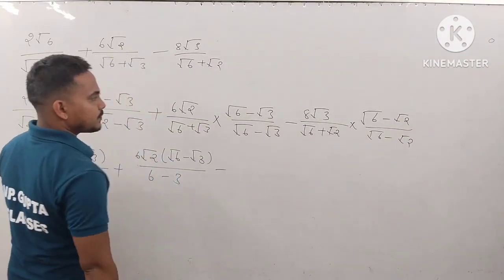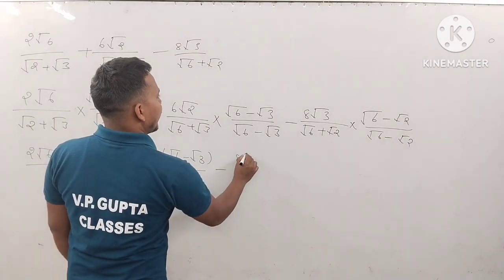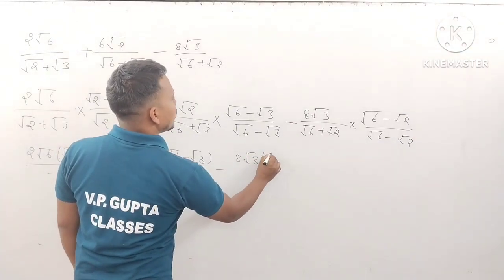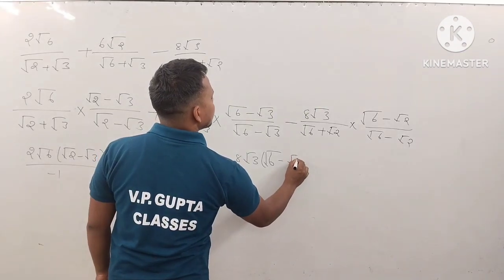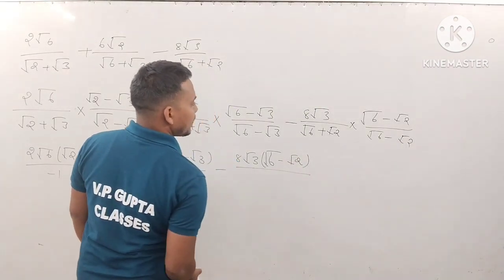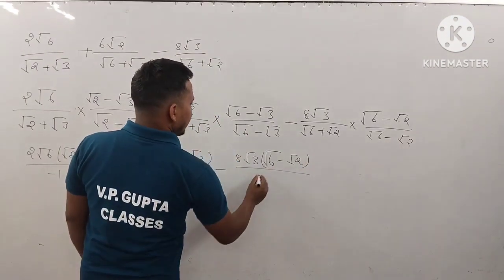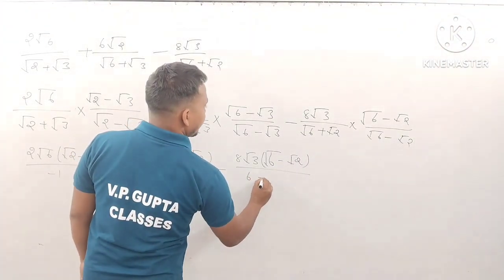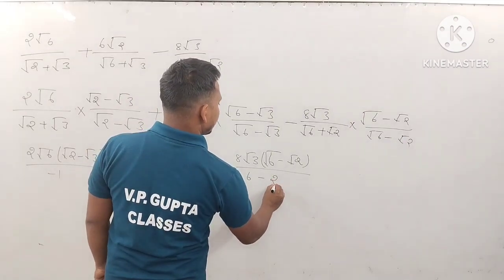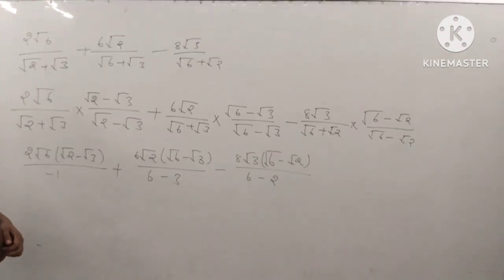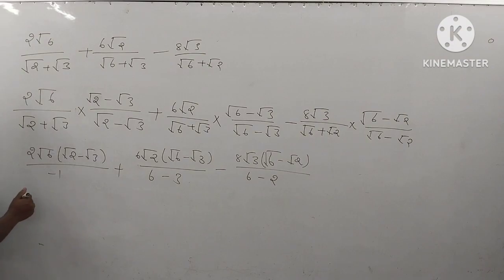Now minus also 8 root 3 into under root 6 minus under root 2 divided by 6 minus 2. And the next term I will write in this way and multiply also.